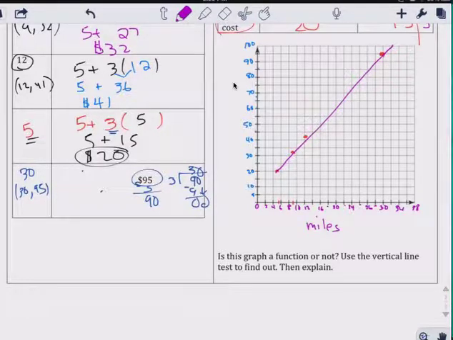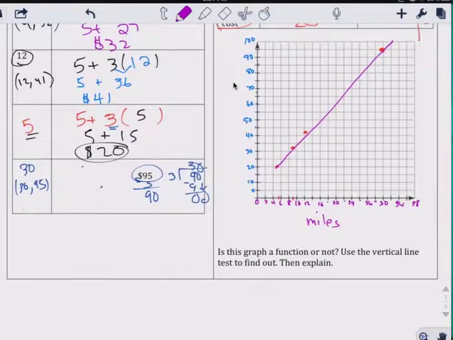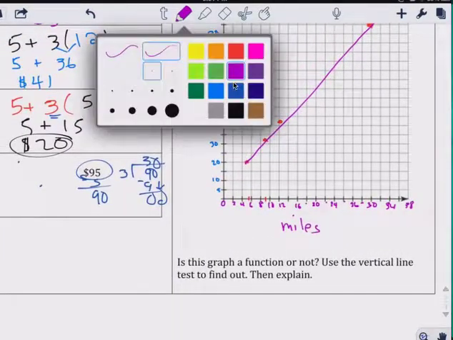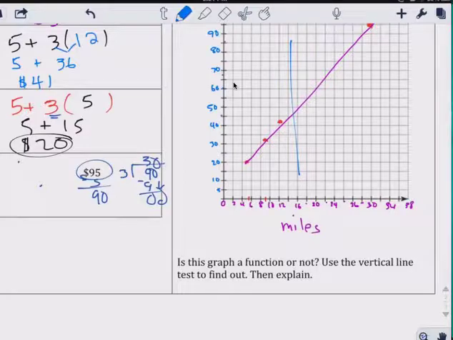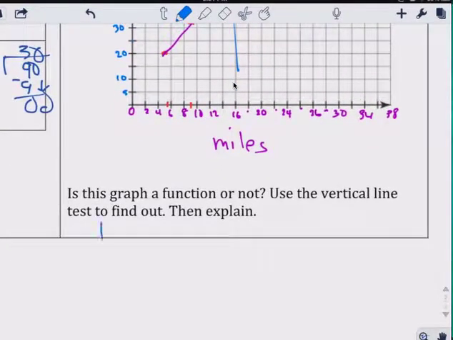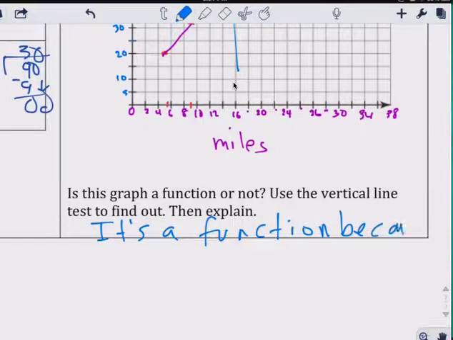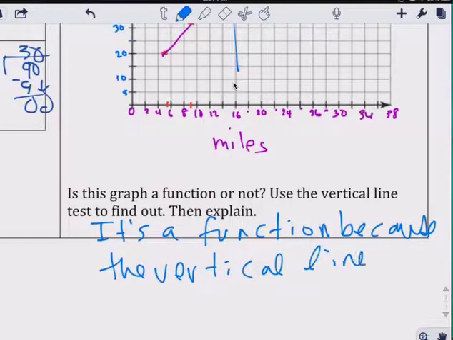Alrighty. Is the graph a function? Use the vertical line. Okay. This is a function because the vertical line only crosses that graph once. It's a function because the vertical line only passes through the linear graph.